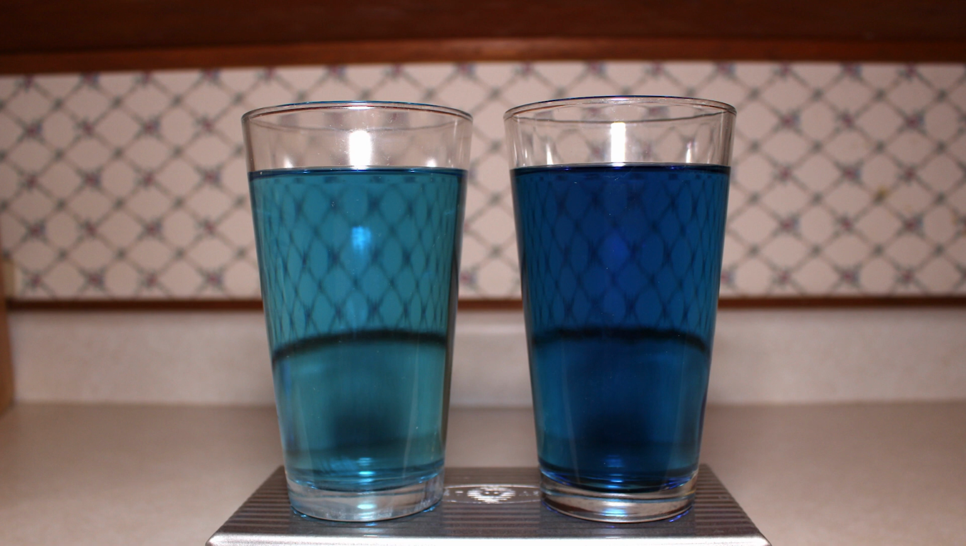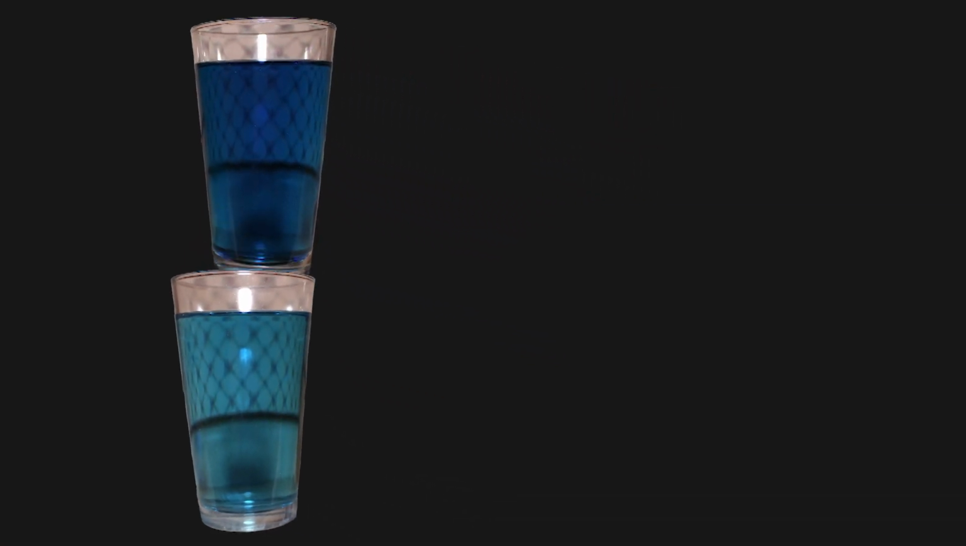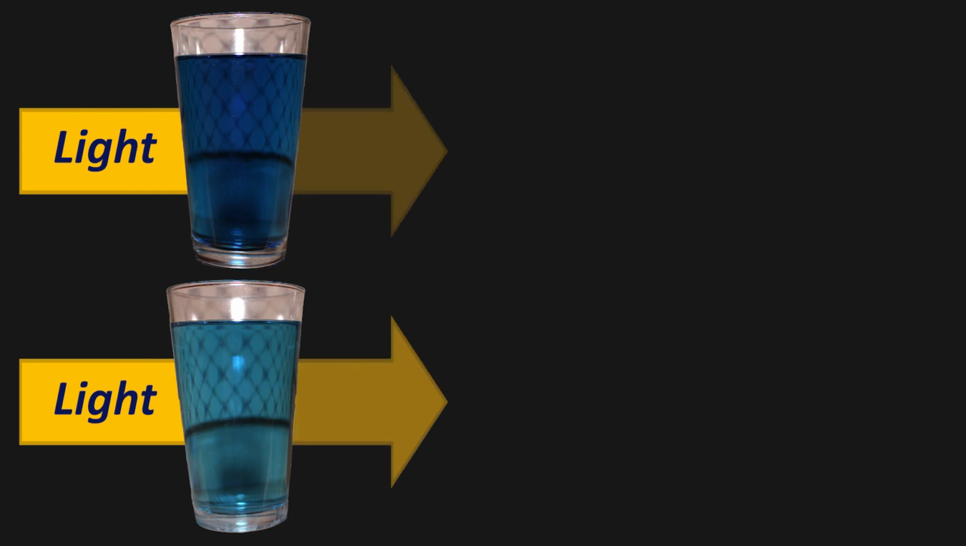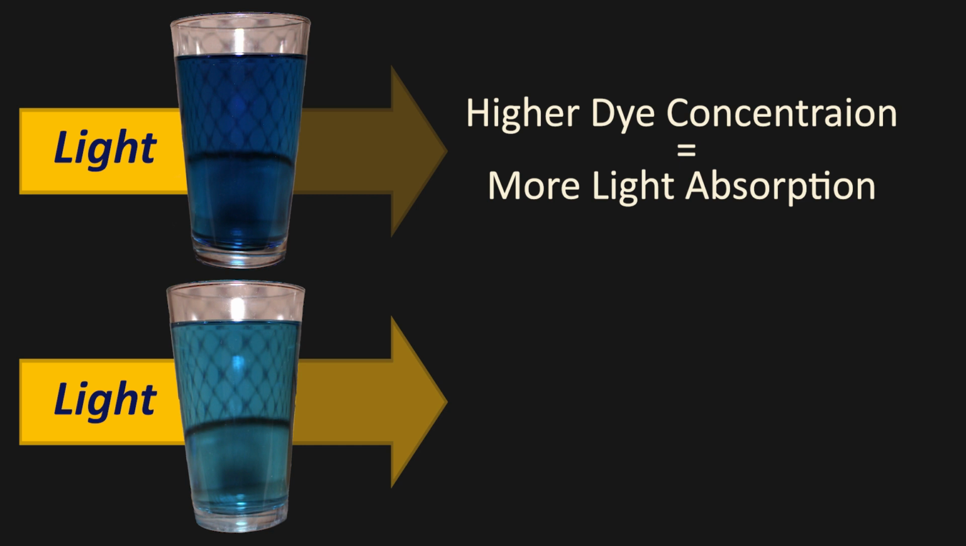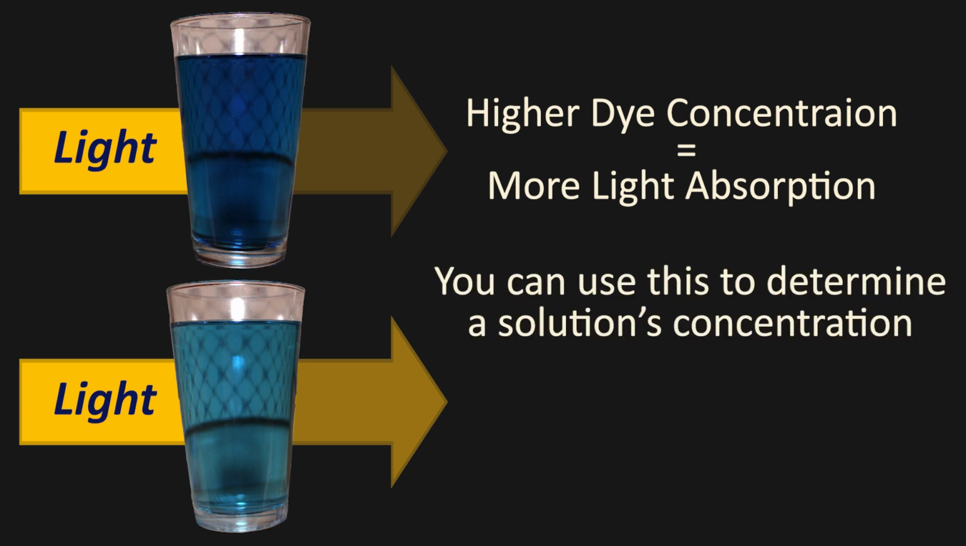If you wanted to know which one has more mix in it, you could tell just by looking at them and seeing which one is darker. In this case, the darker one is the one on the right. It has more blue dye in it, and so when light passes through the 2 glasses, it absorbs more of that light and that makes it look darker. The take-home message is that by seeing how much light a solution absorbs, you can tell whether it's more or less concentrated than another solution.